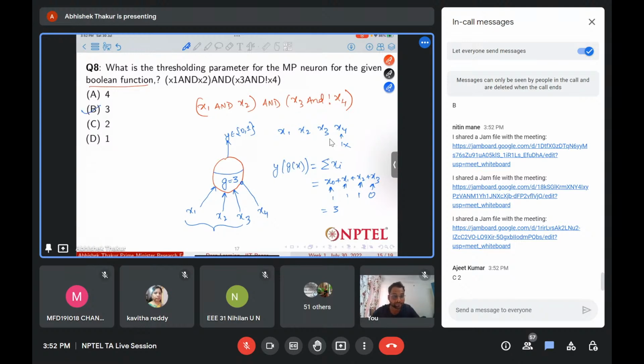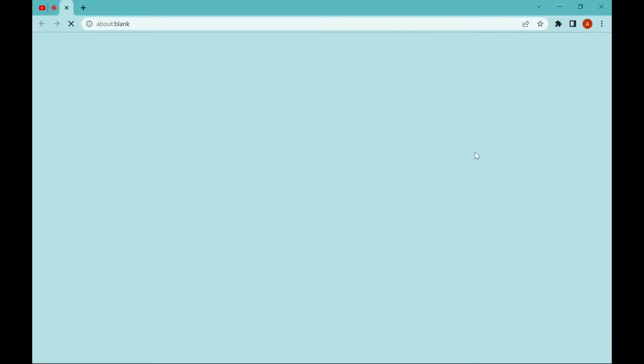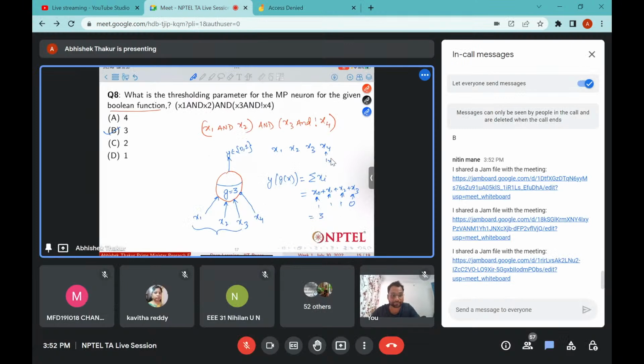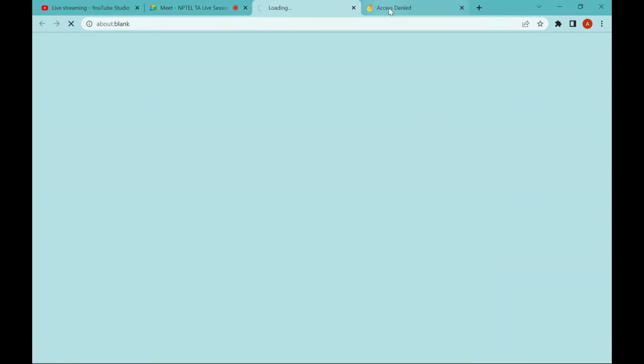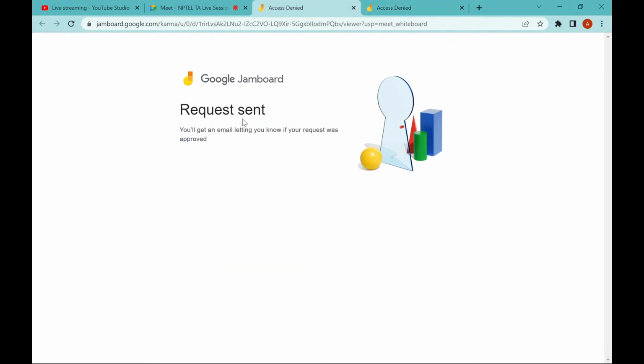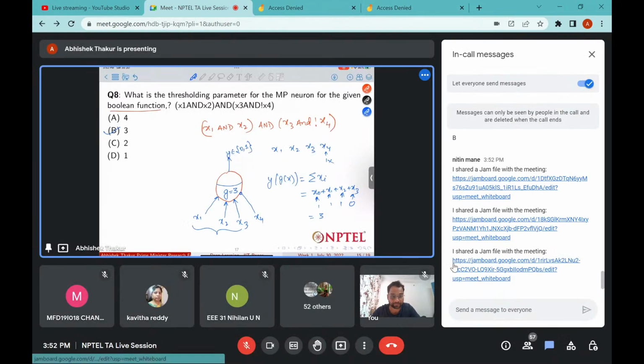Any doubt in this question? Nitin, you have shared some file that is asking for access denied, request access. You have to give access to me, I guess. You can check your mail. I will look at this file and reply back to you.